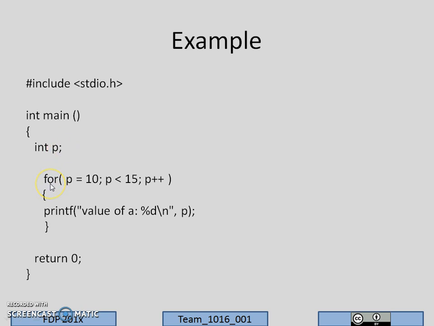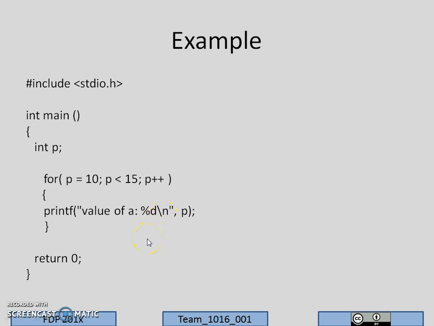Then comes a for loop. As per the previous slide, there are three conditions. Even this initialization is also possible inside a for loop. Sometimes in some books you will find that type of expression. So, p equals 10 is the initialization. Then condition is given whether p is less than 15. If it is true, then execute the body of the for loop and then increment p by 1 by using the post increment operator, which I already explained in my previous video.